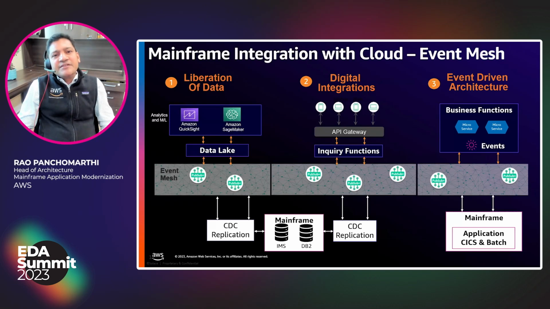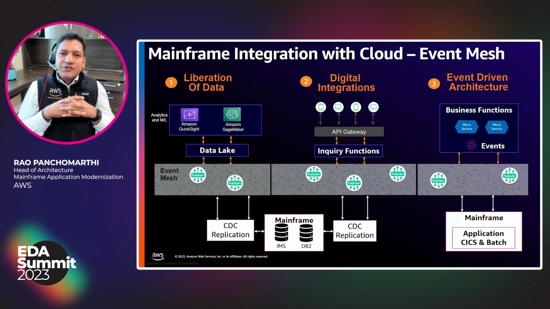Let's talk about the event-driven architecture. How can event-driven architecture be applied with your mainframe application modernization? As you can see on this slide, all the way to the bottom, your mainframe applications and mainframe platform. On the top, you see your cloud native distributed applications running. How do these two different platforms integrate with each other? We are presenting the event mesh.